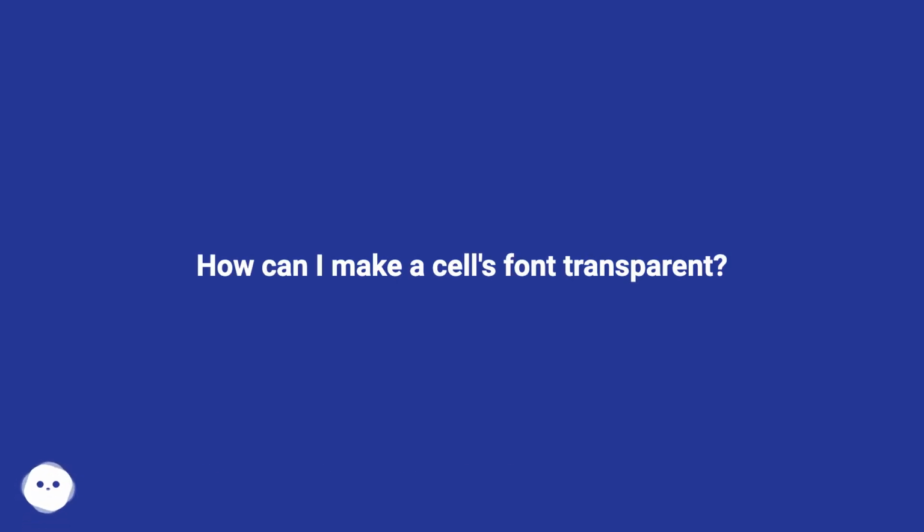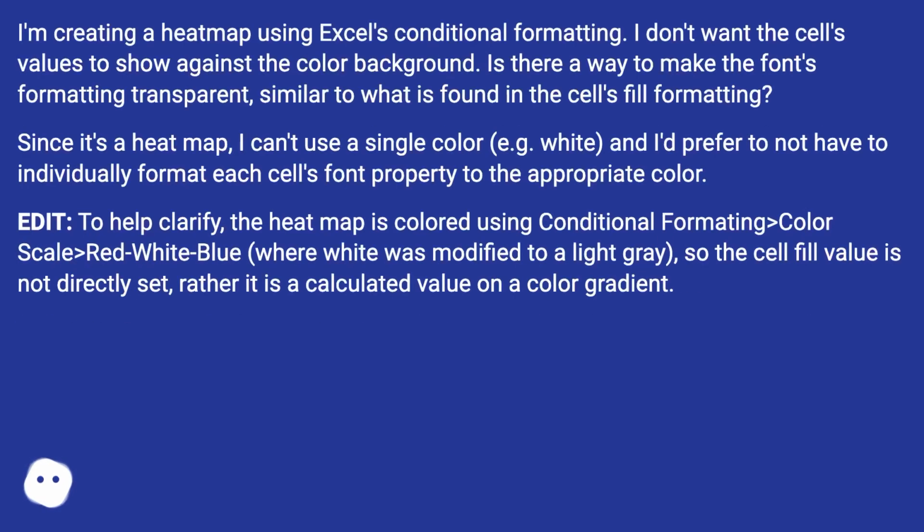How can I make a cell's font transparent? I'm creating a heat map using Excel's conditional formatting. I don't want the cell's values to show against the color background. Is there a way to make the font's formatting transparent, similar to what is found in the cell's fill formatting?